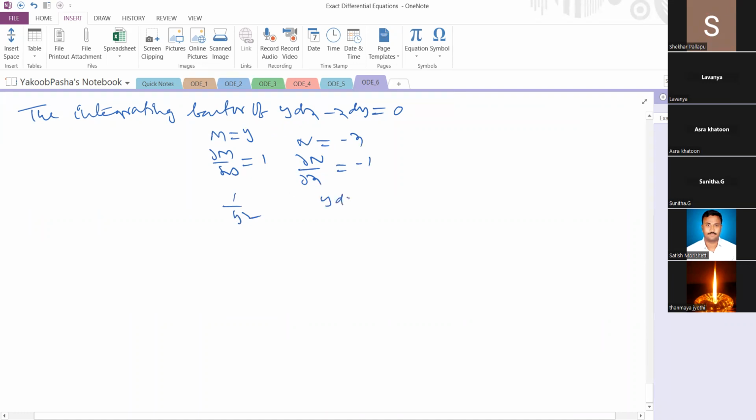Y dx minus x dy by y square is equal to 0. So this differential equation can be written as d of x by y is equal to 0. సో ఇలా రాసామనుకోండి, ఇది ఎగ్జాక్ట్ అవుతుంది. చూడండి, ఫస్ట్ dx కోఫిషియంట్ 1 by y అవుతుంది, అండ్ dy కోఫిషియంట్ minus x by y స్క్వేర్ అవుతుంది. dy ఈజ్ ఈక్వల్ టు 0.